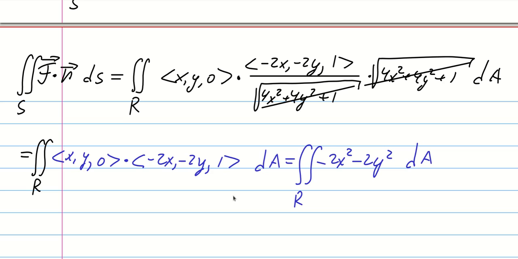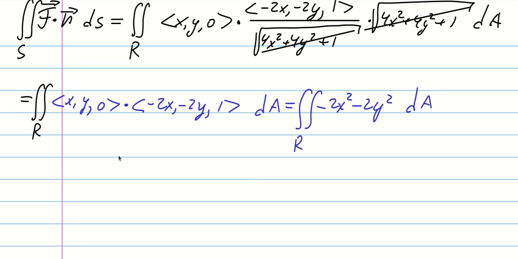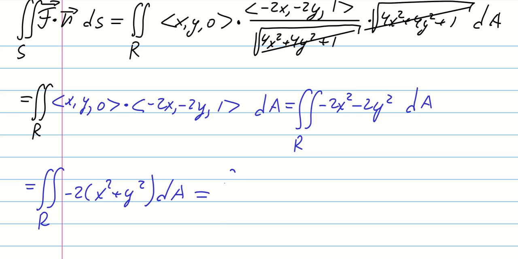Alright, basically, since we have a circle, it's probably the best way to go through polar coordinates. We can factor this negative 2 out. Negative 2, we have x squared plus y squared dA. And now we switch to polar coordinates. So this is our radius squared for the x squared plus y squared. So we have radius squared, we have negative 2 up front, and dA becomes r dr d theta.